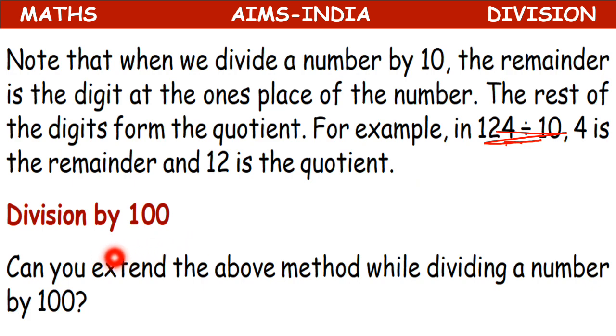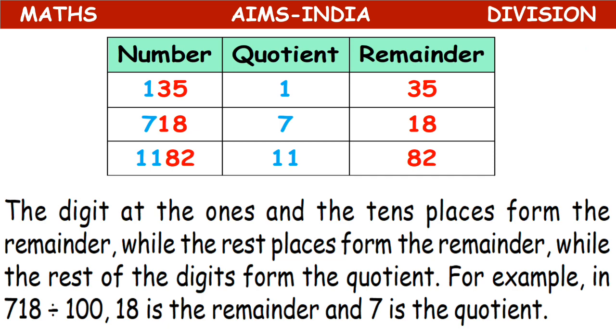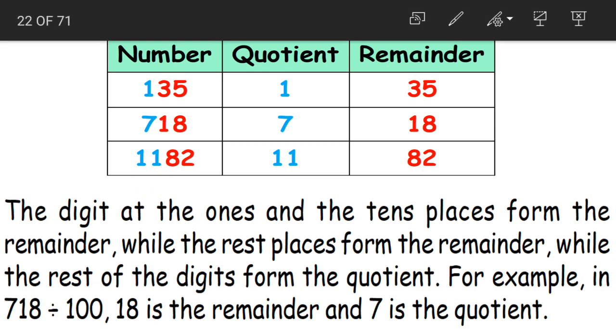Now division by 100. Can you extend the above method while dividing a number by 100? Yes, the same method, they are asking us whether we can apply it to 100 as well. Now see, if you look at the numbers here, 135, 708, 18, 1182. Now in 10 we had 1 0. So we had 0 in the ones place. So the digit at ones place became our remainder.